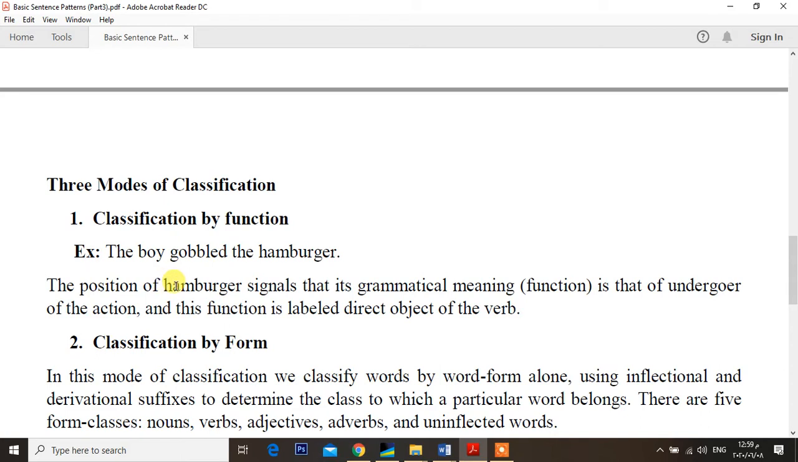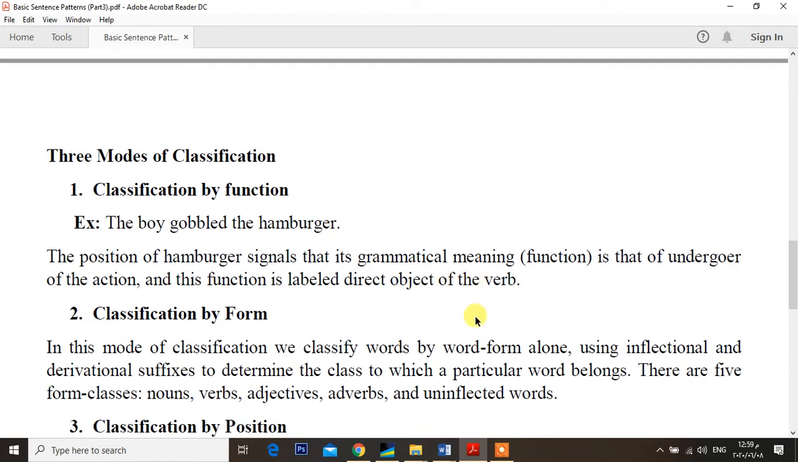The position of hamburger signals that its grammatical meaning or its function is that of undergoer of the action, and this function is labeled direct object of the verb. So here the function of hamburger is what? Undergoer of the action, and this function is labeled as what? Direct object of the verb. So this is the first one, classification by function.